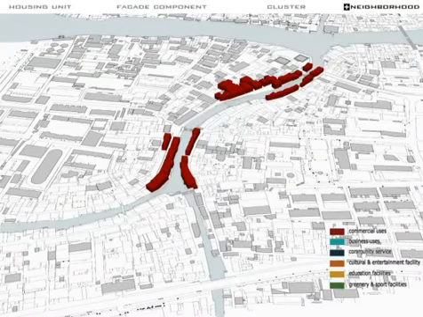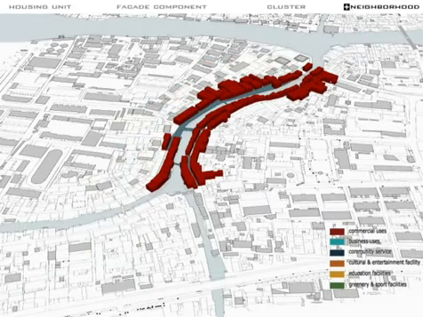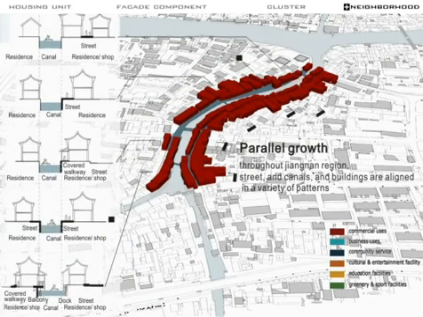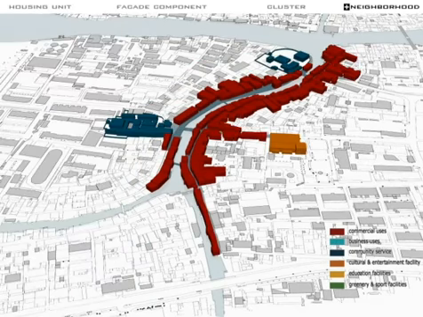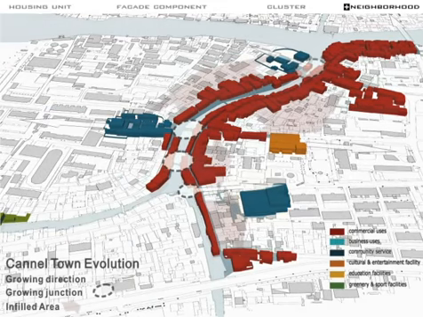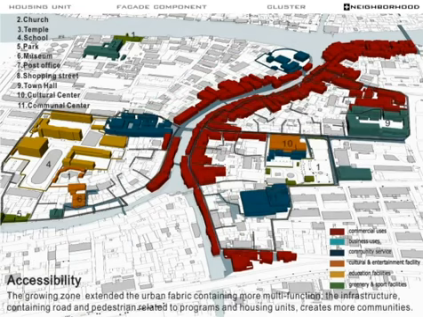Taking Zhujiajiao as the reference, the program appeared from infrastructure and local demand. The growing zone gradually progressed from an interaction point on site, following the sequence of commercial, educational, and communal use. Furthermore, the urban fabric is extended, containing more multifunctional communities.